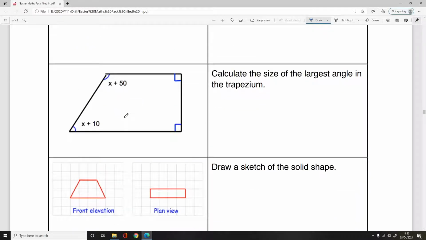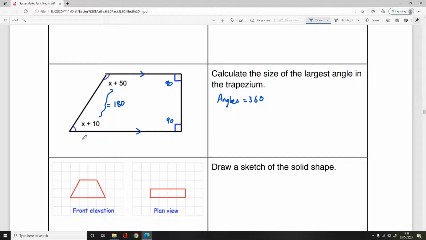Calculate the size of the largest angle in this trapezium. Okay, so what have we got here? We've got angles, we've got a 4-sided shape. So the rule we should be thinking about here is that the angles add up to 360 degrees. But we've already got a 90 here and a 90 here, so what's more important is that these two angles here add up to 180. That's a rule for trapeziums in general, because these are always parallel lines, and this is like a C angle, it's a supplementary. Supplementaries add up to 180.